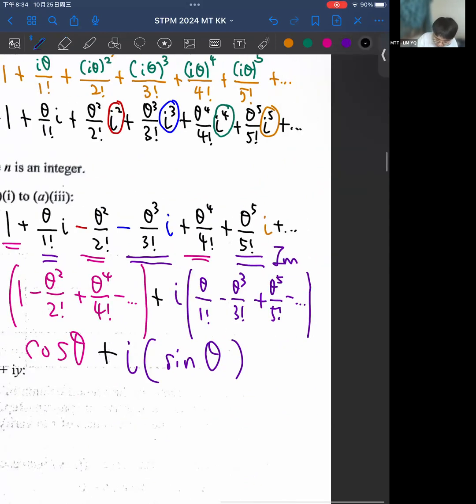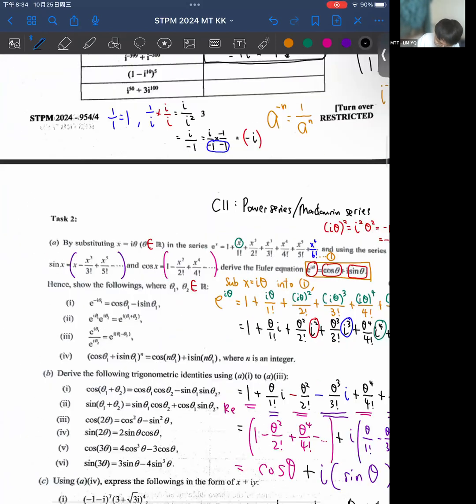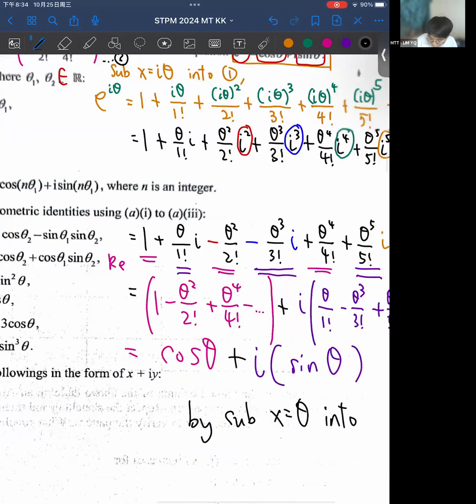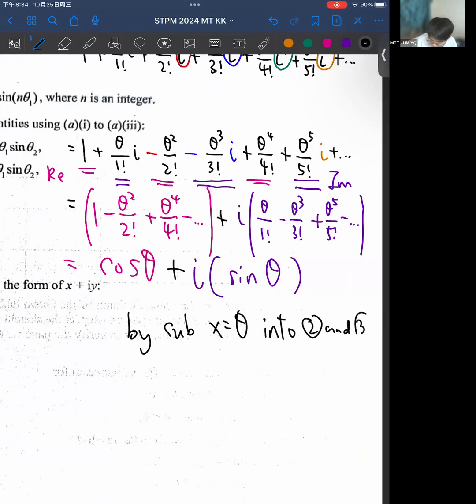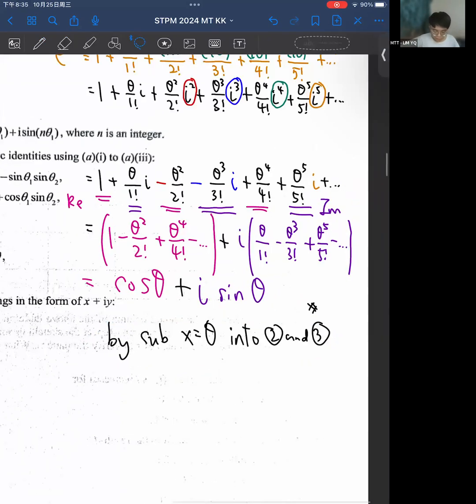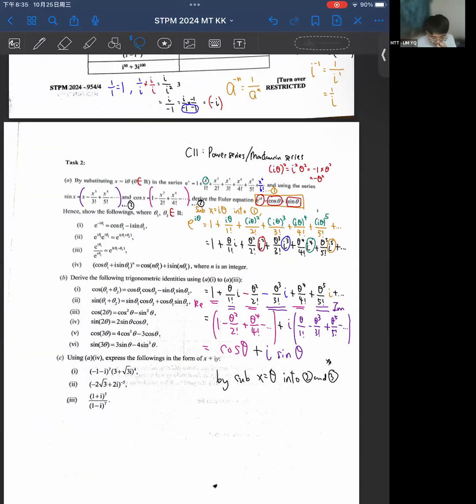By substituting x equal to theta into what formula? Let's say this is 2, let's say this is 3, right? Into 2 and 3. And we are done already. Put this one to indicate we are done. Or you want to put "show" as in question one, so you don't put the bracket also. Okay, like this. This is for the very first part.